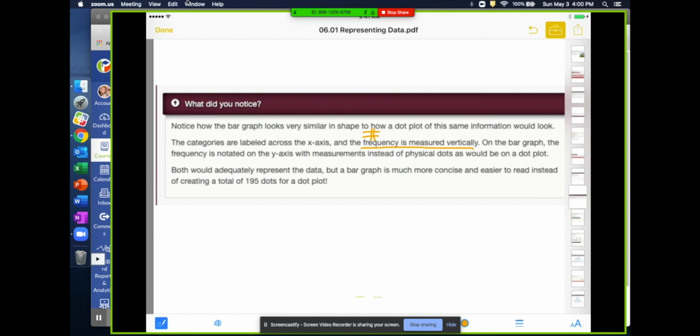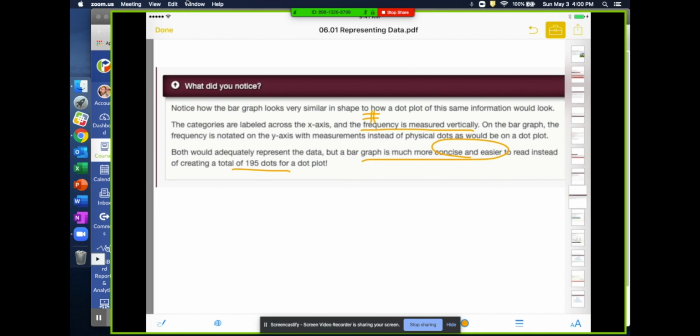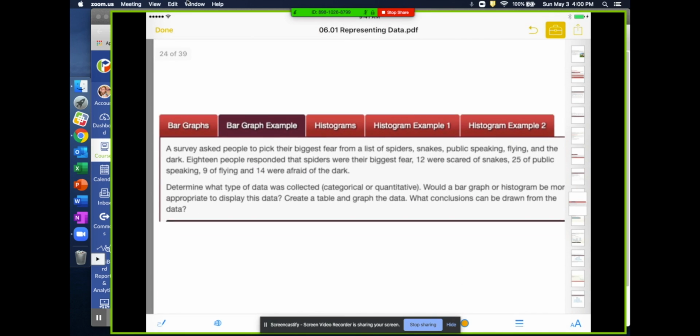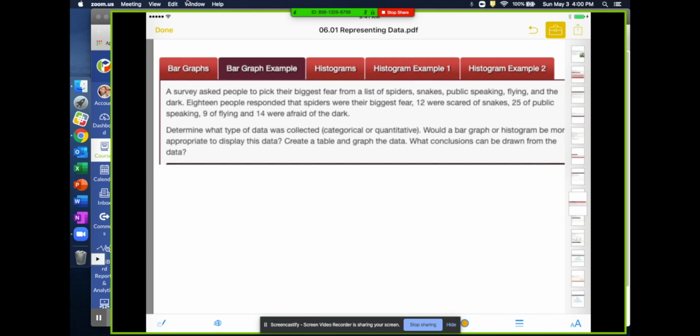Both would adequately represent the data, but this graph would be much more concise and easier to read if it is a bar graph, because if I use a dot plot, for example, that would be a lot of dots to put on your graph.